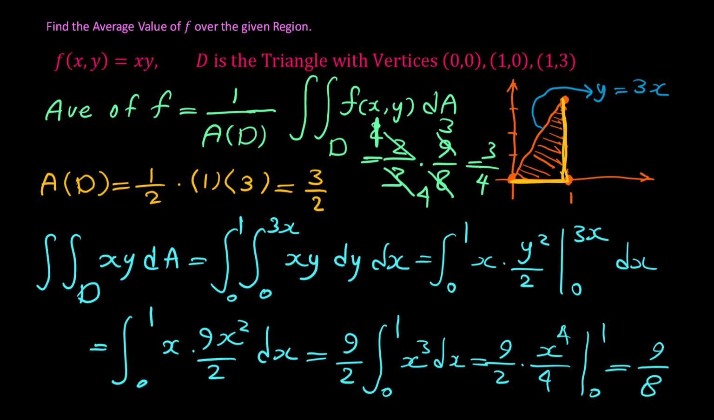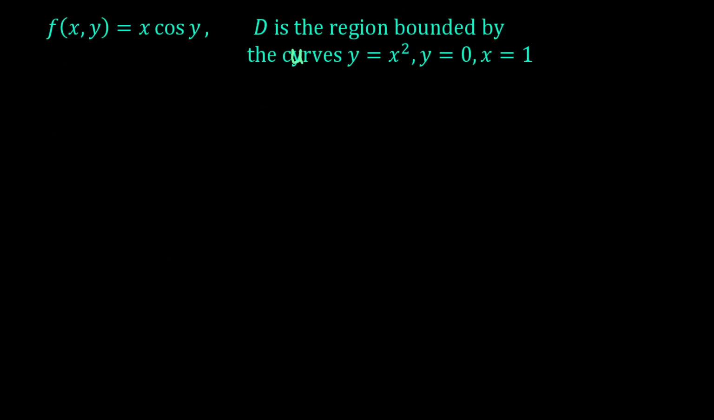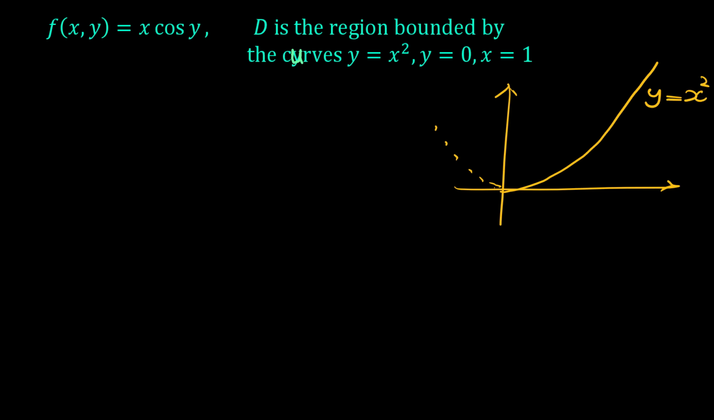Now let me show you another example so we understand this topic better. Find the average value of the function x cosine y over this region, which is bounded by these curves y equals x to the 2, y equals 0, and x equals 1. Let me draw this region here first, because we need the region. Y equals x to the 2 is this curve. Of course, it extends here, but we don't need that part. Y equals 0 is the x-axis basically, and x equals 1, let's suppose 1 is here. So this is our region.